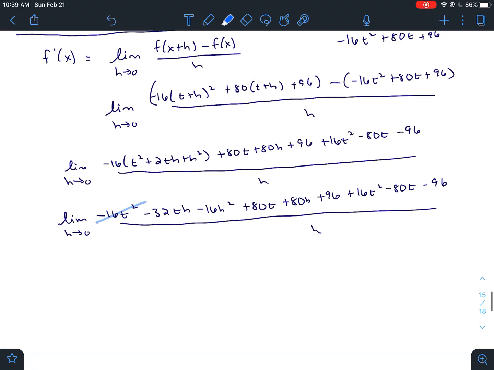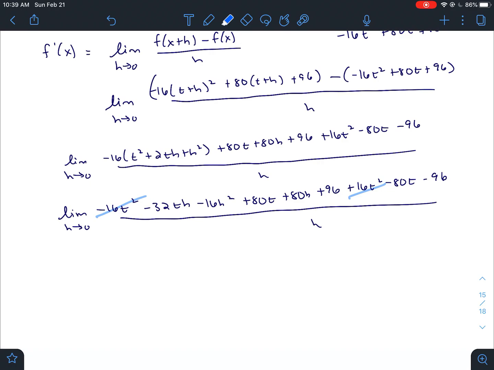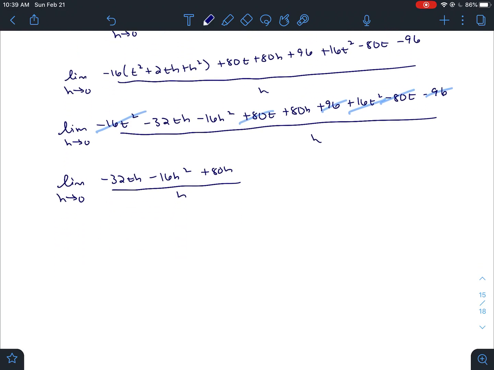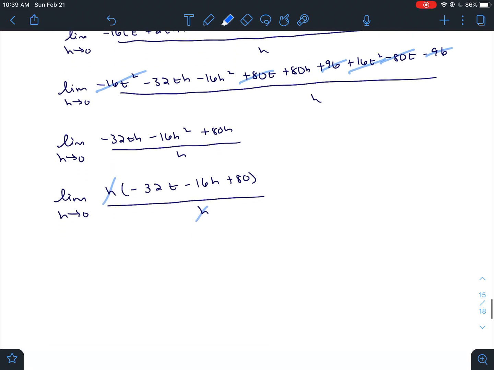And then we've got terms that'll cancel. The 16t squareds will cancel, the 80t's will cancel, the 96's will cancel. And then we have the limit as h goes to 0 of negative 32th minus 16h squared plus 80h all over h. If I plug in 0, I'd get 0 over 0. So I can factor out an h from all of the numerators. And so negative 32t minus 16h plus 80 all over h. And now the h's will reduce.